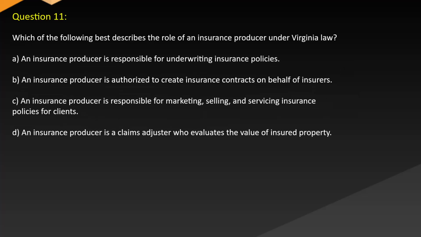Question 11. Which of the following best describes the role of an insurance producer under Virginia law? A. An insurance producer is responsible for underwriting insurance policies. B. An insurance producer is authorized to create insurance contracts on behalf of insurers. C. An insurance producer is responsible for marketing, selling, and servicing insurance policies for clients. D. An insurance producer is a claims adjuster who evaluates the value of insured property.